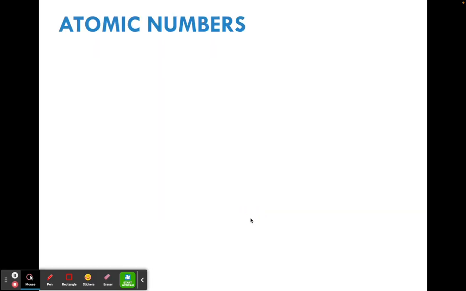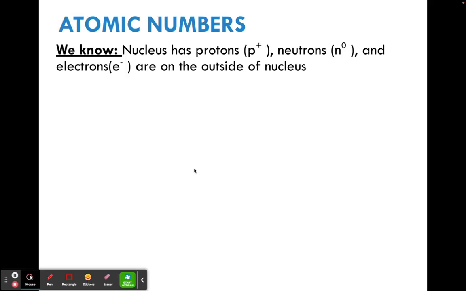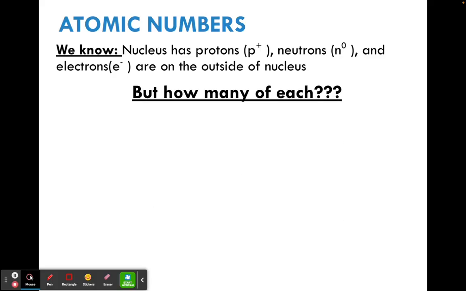Okay, let's keep going. Let's talk about atomic numbers. Well, we talked about mass number. Mass number is the number of AMUs, or the mass in AMUs. What about atomic numbers? We talked about that before. So we know the atom has protons and neutrons and electrons. And we know the electrons are outside the nucleus, and the protons and neutrons are in the nucleus. Okay, so we know that. But how many of each? This is really important. You need to know how to figure out how many of each of these particles are in the atom.